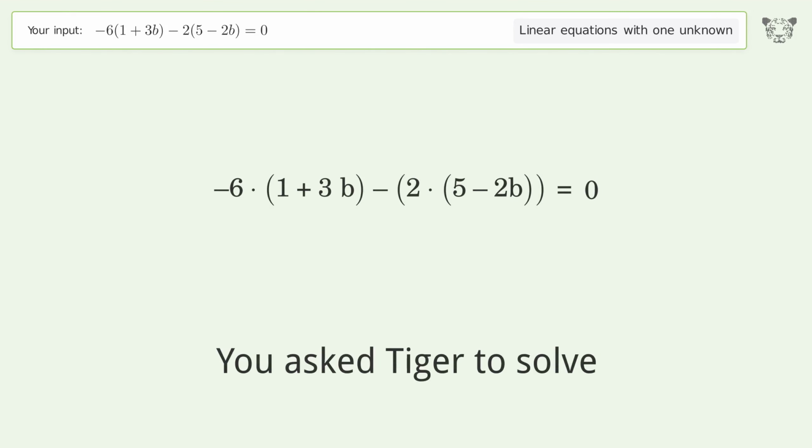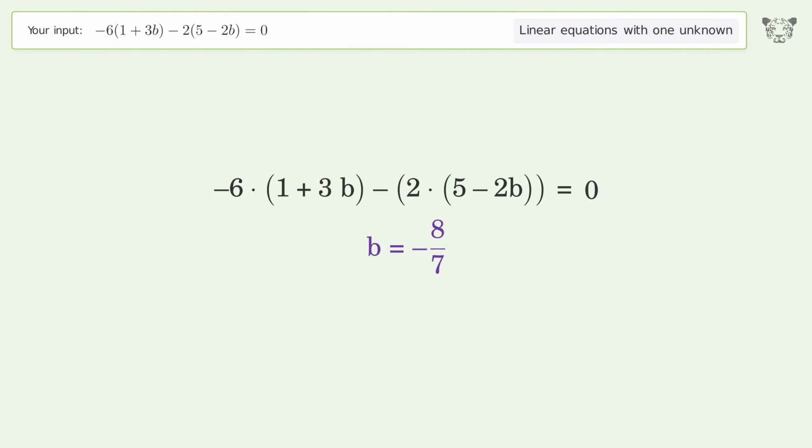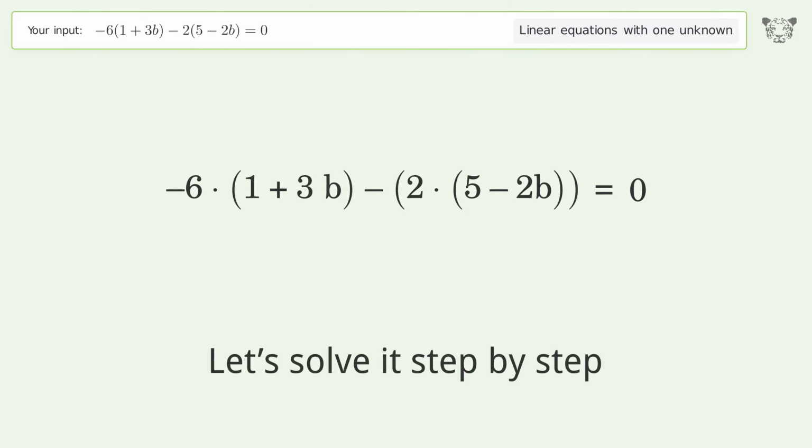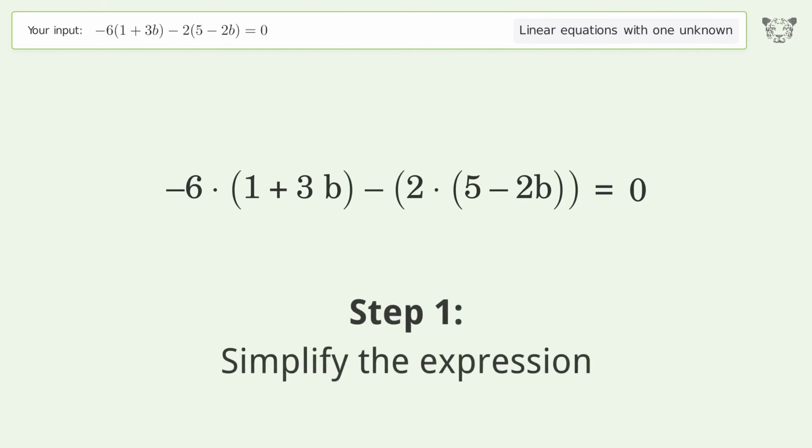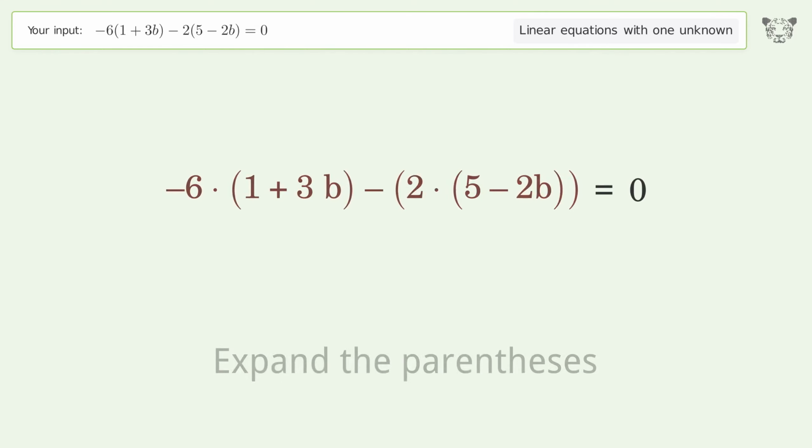You ask Tiger to solve. This deals with linear equations with one unknown. The final result is b equals -8/7. Let's solve it step by step. Simplify the expression. Expand the parentheses.